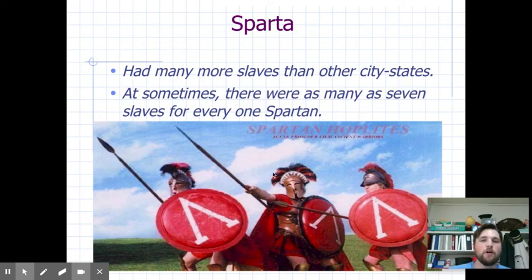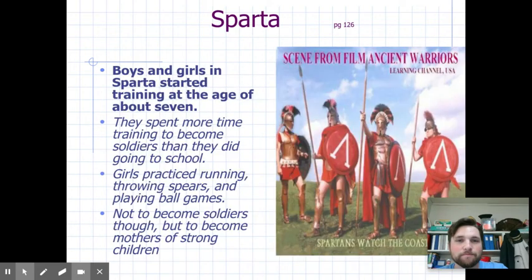Let's talk about Sparta a little bit because all the boys in the class always want to hear about Sparta. But believe it or not, Sparta had a lot more slaves than the other city-states. They were conquerors, and just about every man there was trained to be a soldier. Sometimes there were as many as 7 slaves for every 1 Spartan. So you have a ratio of 7 to 1. There's your brief math lesson. Ratio is 7 to 1. So for every 7 slaves, you have 1 Spartan. But there's a good chance that Spartan could take care of those 7 slaves.